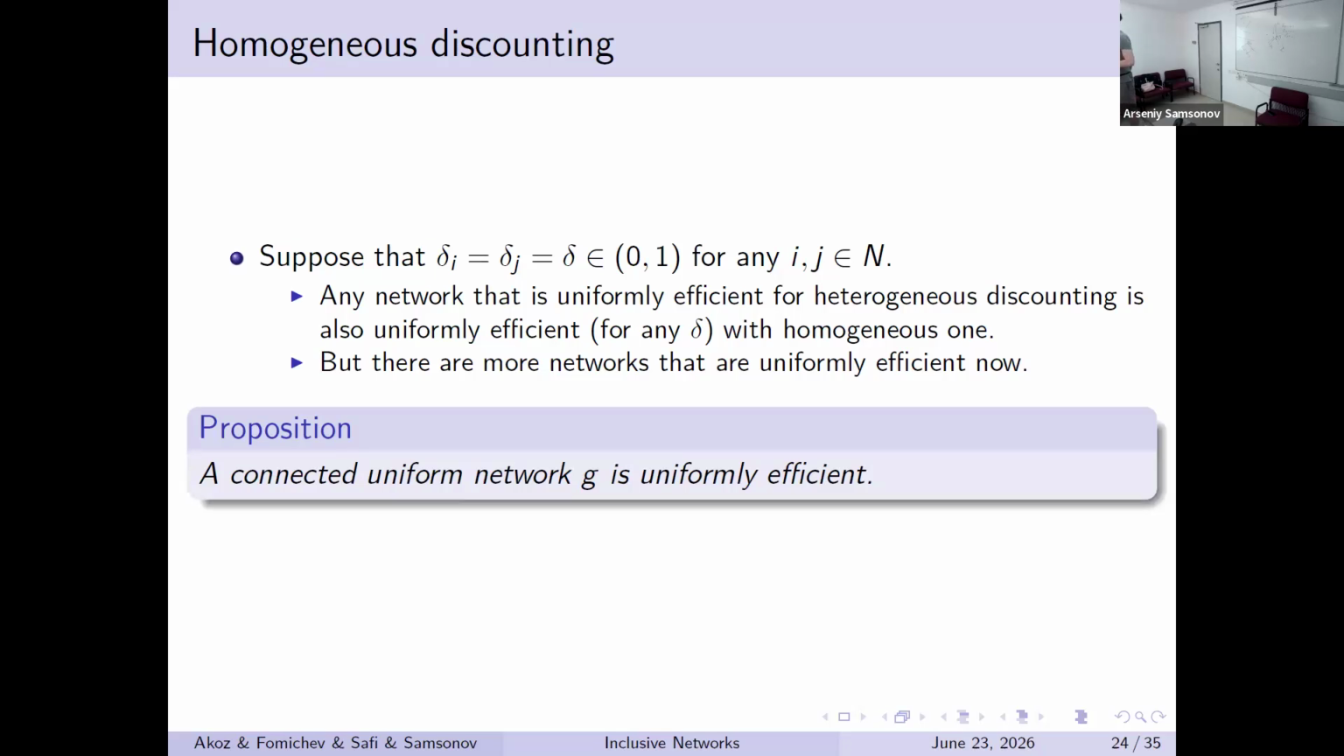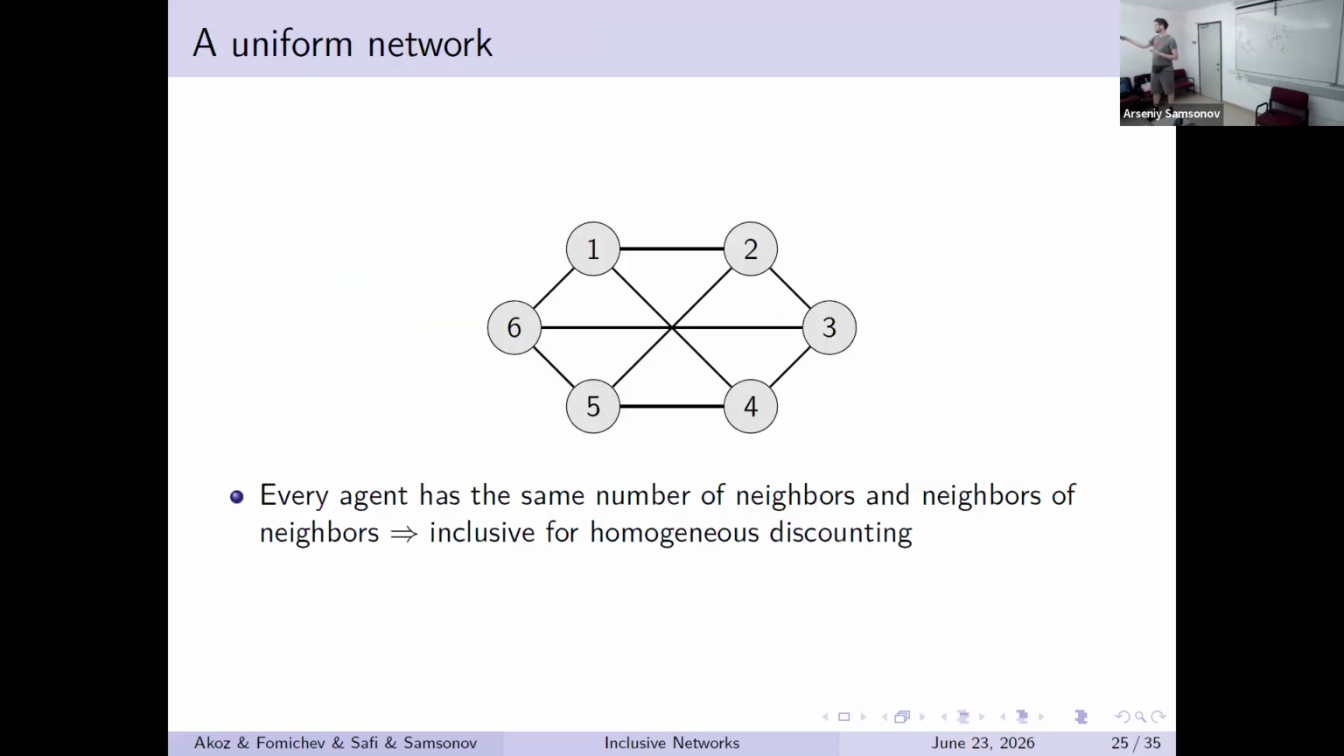If you have a network which has full symmetry like this, then if there is the same delta, every interior allocation is already efficient for any value of this delta. Here's an example, a completely symmetric network, and by symmetry it's easy to show that every interior allocation is always going to be very efficient.